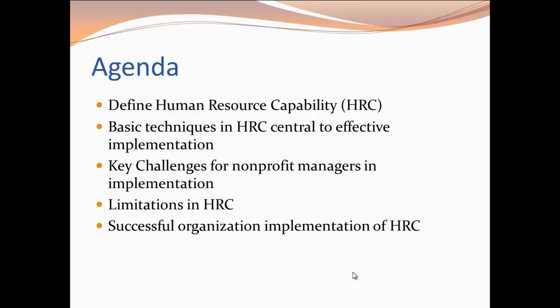First, I'll start off by briefly defining human resource capability, talk about some of the basic techniques that are central to effective implementation, a few key challenges for nonprofit managers in this implementation, general limitations in human resource capabilities, and successful organizations that have been able to implement human resource capability into their organization.